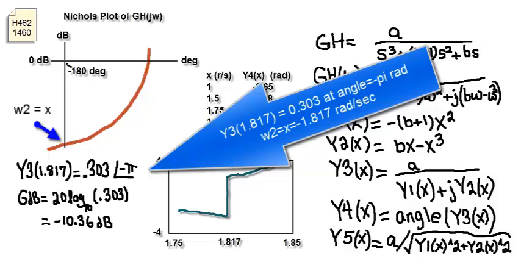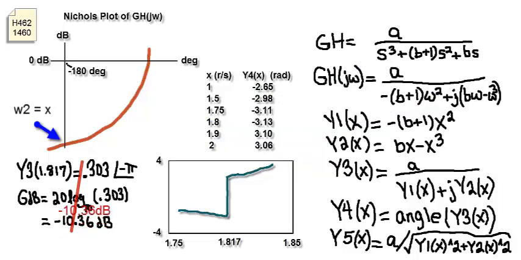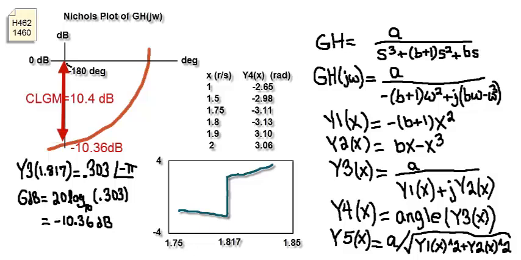0.303 has a dB value of negative 10.36. Therefore, the closed-loop gain margin is 10.4 dB as determined by the Ti-89 calculator.